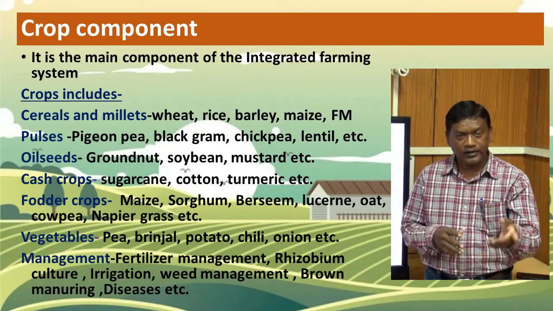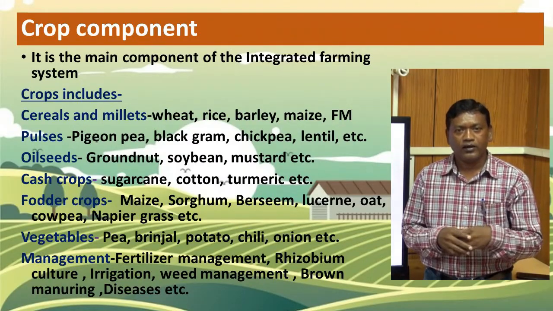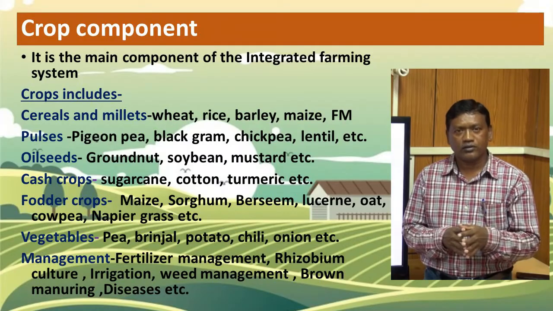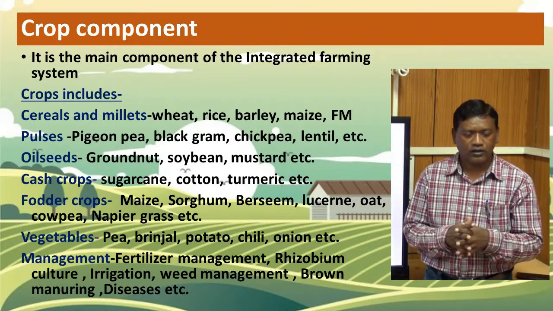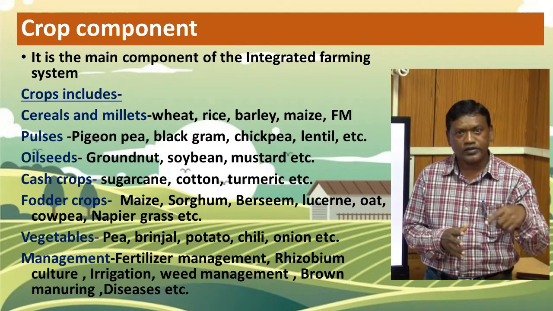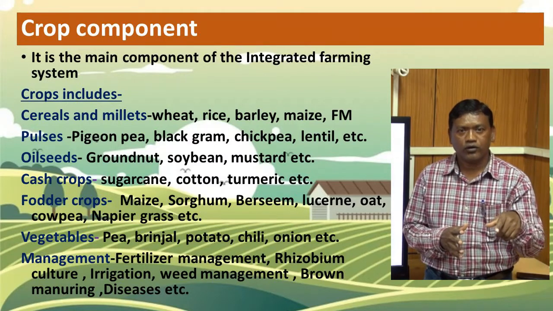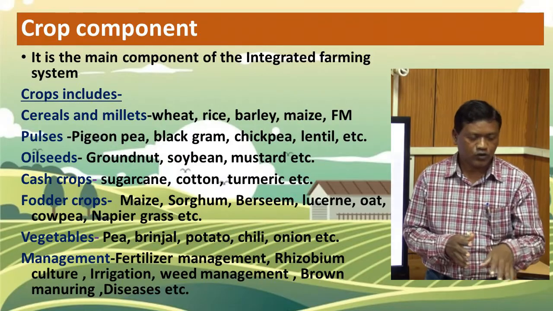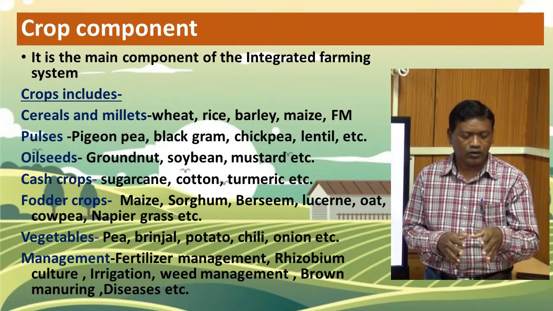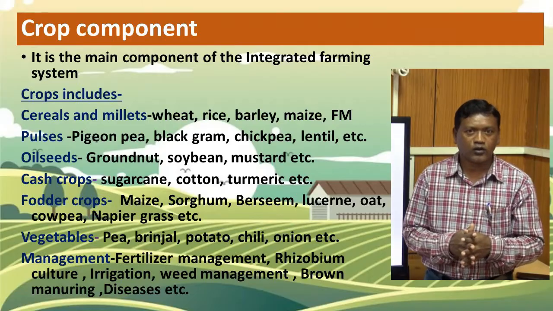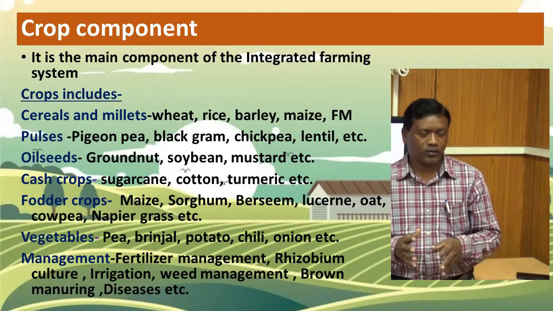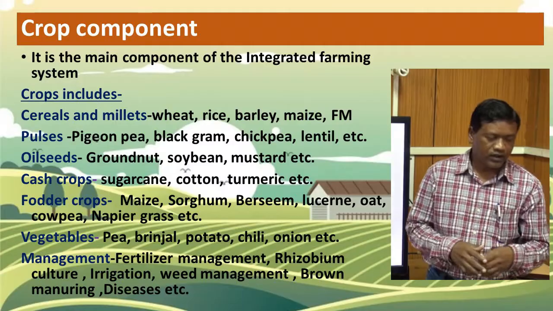Brown manuring adds nutrients, about 30 to 35 kg nitrogen per hectare. Through this, the crop yield can be increased by 5 to 6 quintal per hectare. So brown manuring is very important for controlling the weeds, or controlling the different types of crops, in the rice crop.